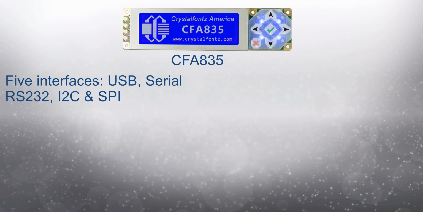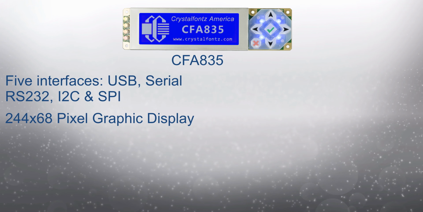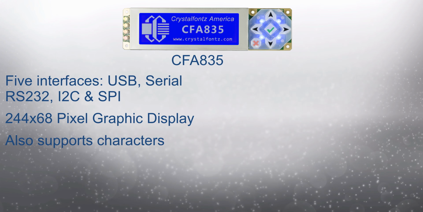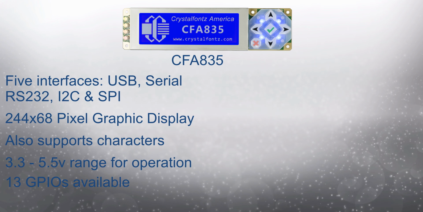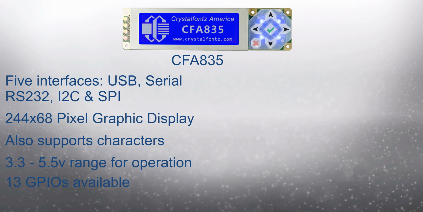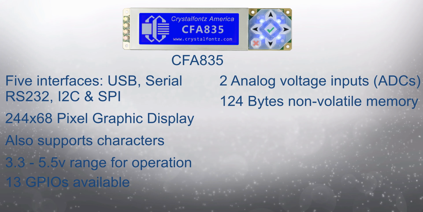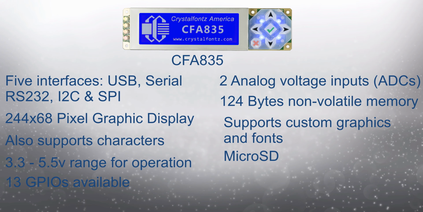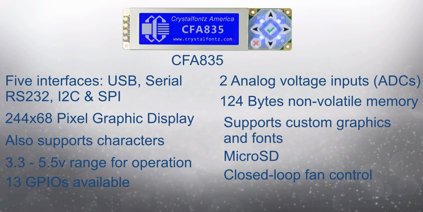The CFA-835 is the most robust of them all. It supports 5 interfaces: USB, serial, RS-232, I2C, and SPI. Also, it's a graphic display with a 244 by 68 pixel resolution, so you're not limited to just text, although it supports text as well. The CFA-835 can take a variable voltage range from 3.3 to 5.5 volts and has 13 GPIO to control or monitor additional sensors or circuits, and 2 analog voltage inputs or ADCs. It also has the largest non-volatile memory available with 124 bytes. This display supports custom graphics as well as fonts and has built-in micro SD support and closed-loop fan control. And it can monitor or control 32 12-volt fans with the use of 8 FB scabs.